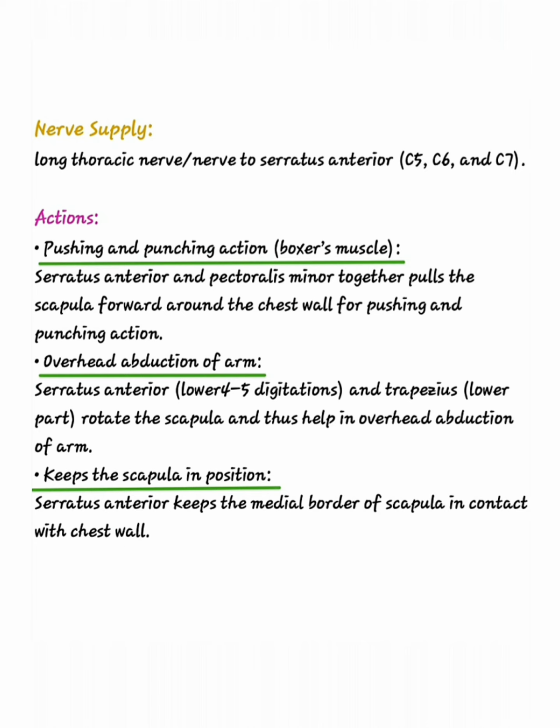Three actions: pushing and punching action, where serratus anterior and pectoralis minor together pull the scapula forward. Overhead abduction of the arm, where serratus anterior lower 4 to 5 digitations and the lower part of trapezius rotate the scapula and help in overhead abduction. And keeping the scapula in position, keeping the medial border of the scapula in contact with the chest wall.